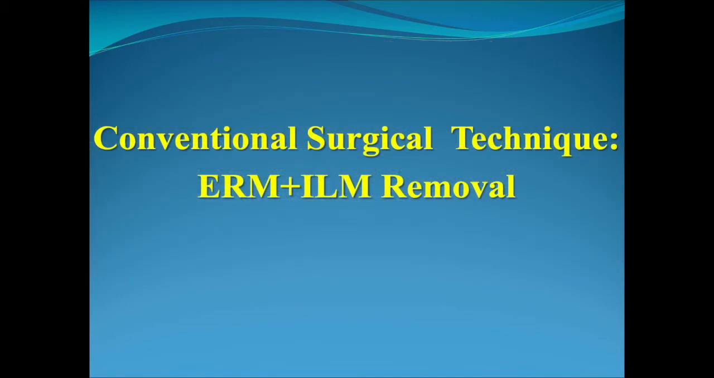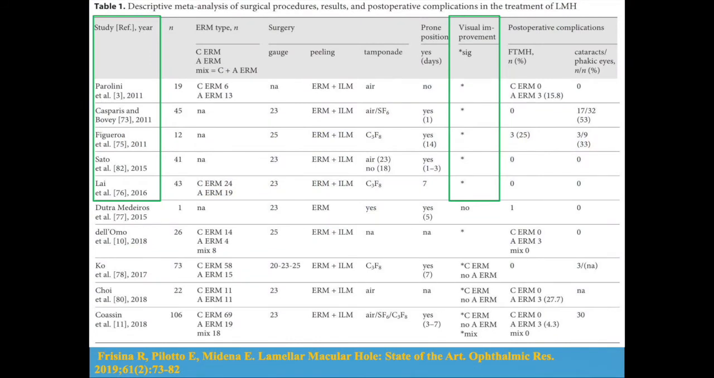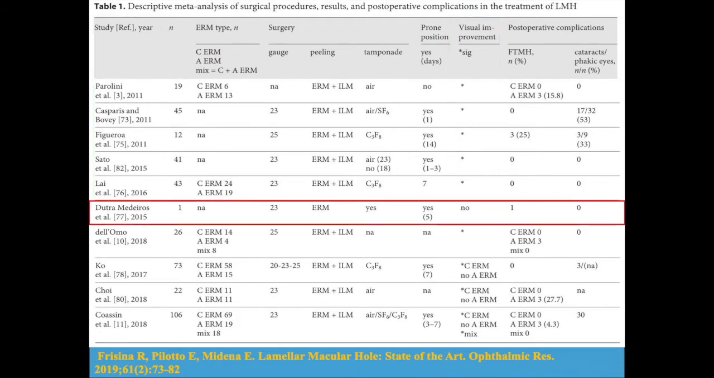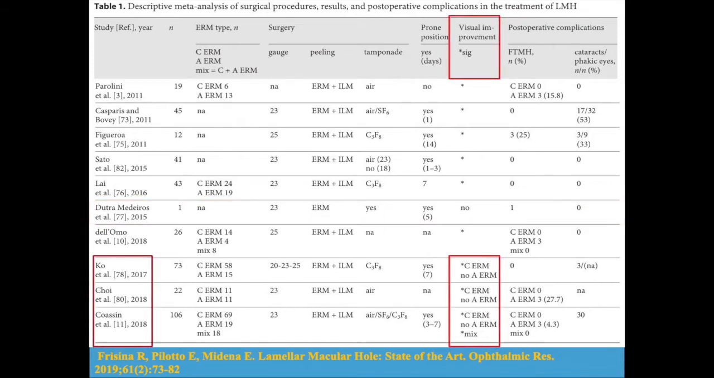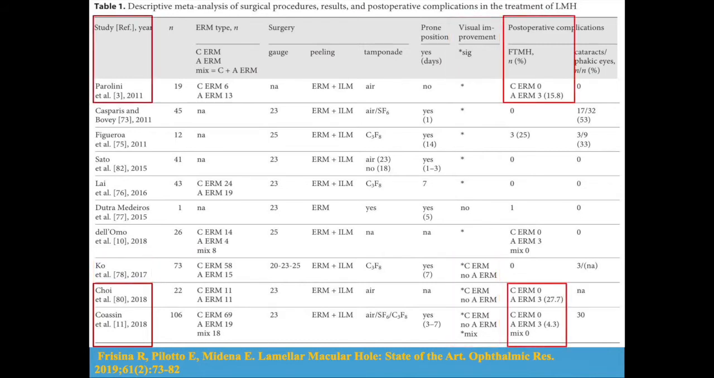If we look at the outcomes of the conventional surgical technique of double membrane peeling, we can see here in this meta-analysis that in the earlier series, visual acuity improvement was significant in both types of ERM, whereas in the later series, the vision did not improve, particularly in cases of LMH with atypical ERM. Again, looking at the major complication of full thickness macular hole formation with the surgery, it was present mainly in cases of atypical ERM.